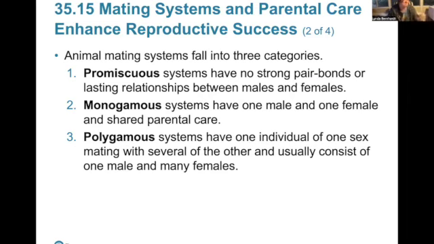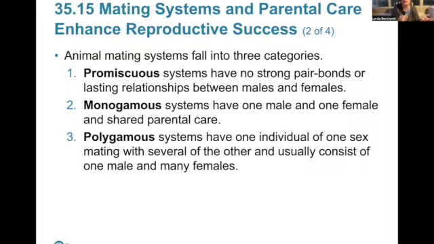Promiscuous, no strong bond at all. They just bounce everywhere, whatever, wherever. Think back in 1, 2, 3 when I was talking about the hydrogen bond. That would be our promiscuous. Monogamous, mono for one. So one male, one female, shared parental care. They both help take care of the babies.